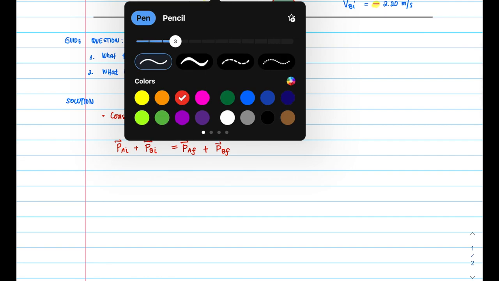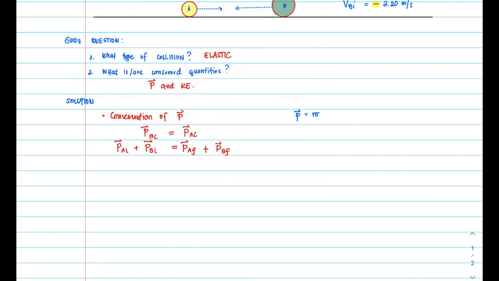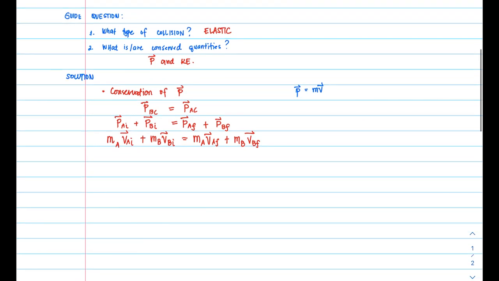So from there, we are going to break down momentum. The momentum, as we remember from our previous class, is just mass multiplied by the velocity. So this equation will look like m, and do not forget about the subscript. To be very specific, that is m sub A, VAI, plus m sub B, VBI, will just be equal to m sub A, VAF, because it's now the final velocity of A, plus m sub B, VBF. Okay, so this is your first equation, and I'm just going to put a box over there. As I've said, this is the first equation of your system of equations.